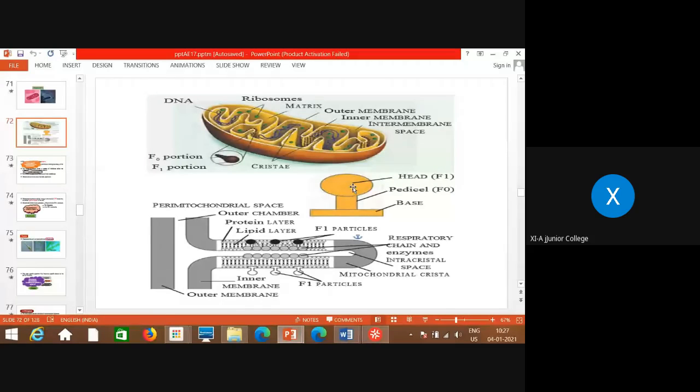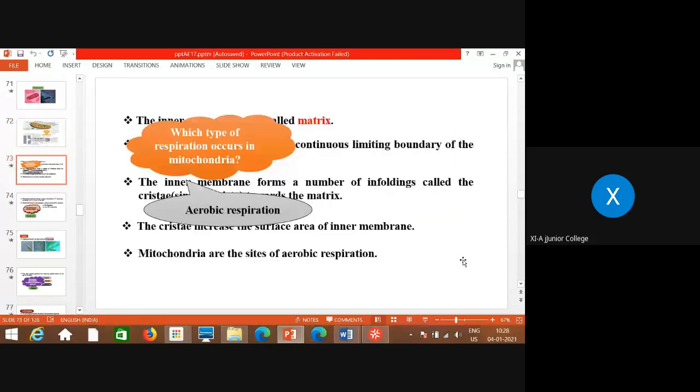or F1 part. The base, that is this, which is embedded in the inner membrane of the crista, and the stalk or pedicel which connects the head to the base. So this is called the pedicel or F0 particle. The head is present in the matrix, and the base is embedded in the inner membrane. So remember this. This is the structure of mitochondria, and the main important role is what?